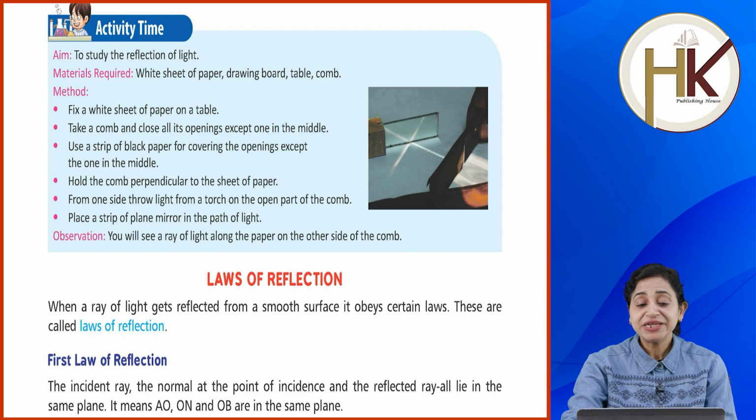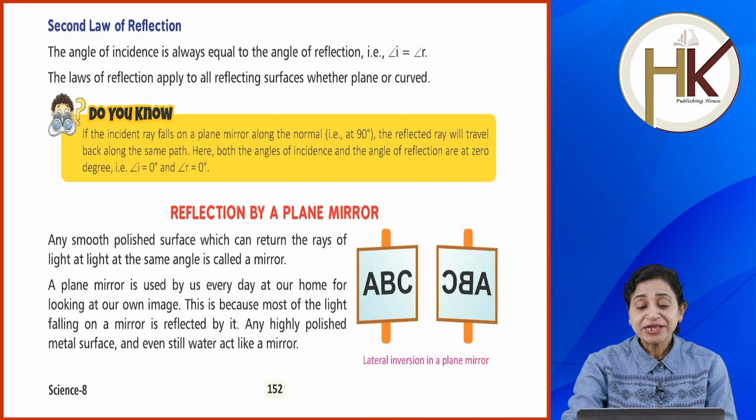Laws of reflection. When a ray of light gets reflected from a smooth surface, it obeys certain laws. These are called laws of reflection. First law of reflection: the incident ray, the normal at the point of incidence, and the reflected ray all lie in the same plane. It means AO, ON and OB are in the same plane. Second law of reflection: the angle of incidence is always equal to the angle of reflection, that is, angle I is equal to angle R. The laws of reflection apply to all reflecting surfaces, whether plane or curved.